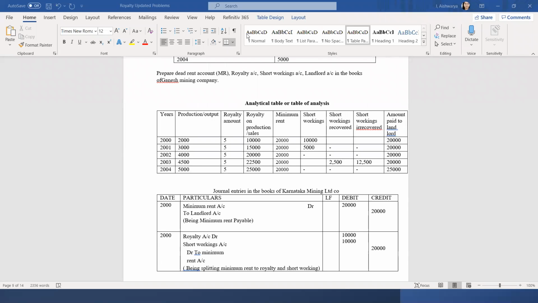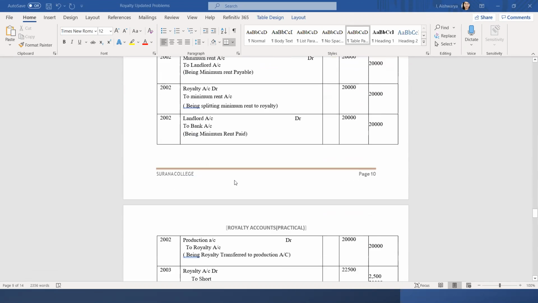Then what we have to do? 2004. Yes, so we have to move on to 2004. Girls, come on, speak up.